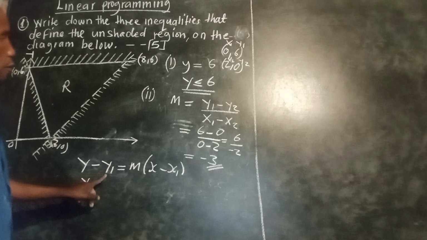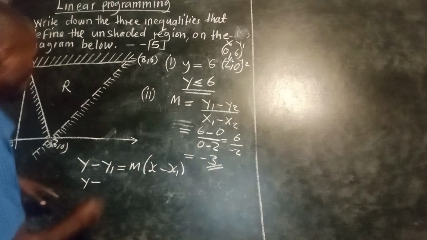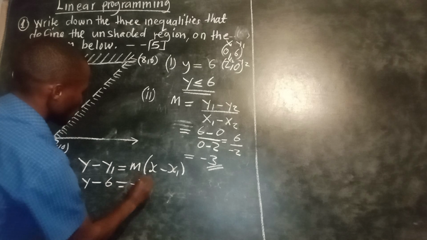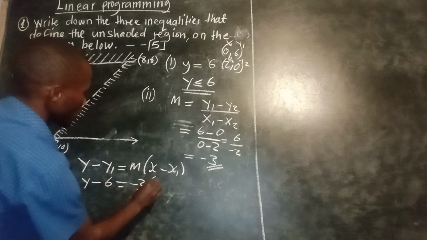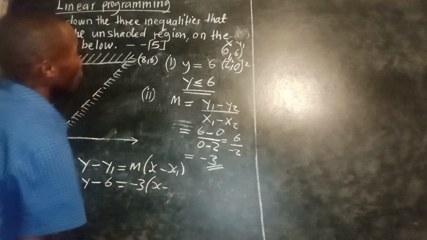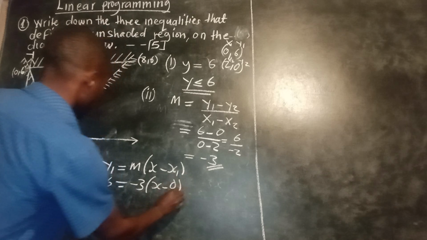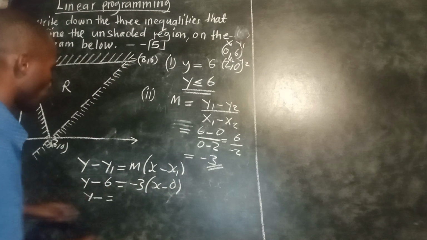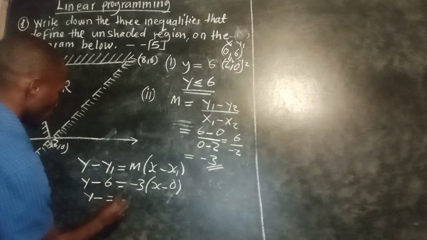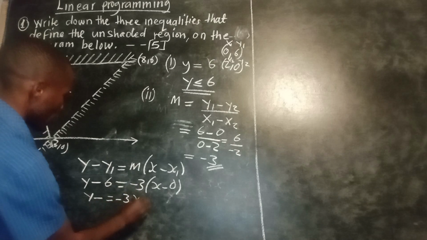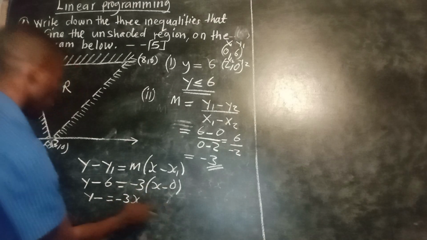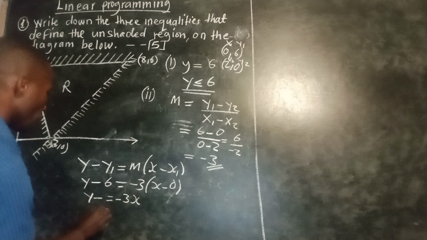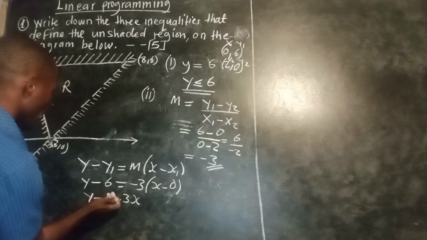So y minus y1, what is our y1? Our y1 is 6, then equals our gradient, which is represented by the letter m, is 3, then x minus our x1 is 0. Okay, so from there we can simplify further. When we multiply, negative 3 times x is negative 3x, then negative 3 times 0 is 0, so we can't write anything there. Remember here we have a 6.